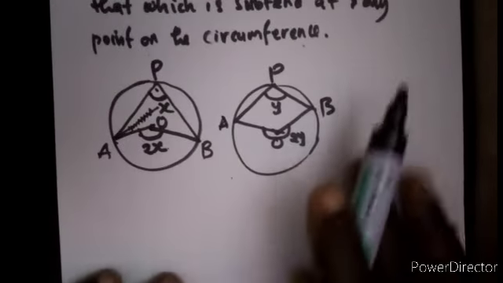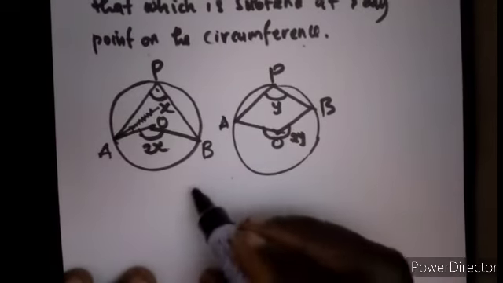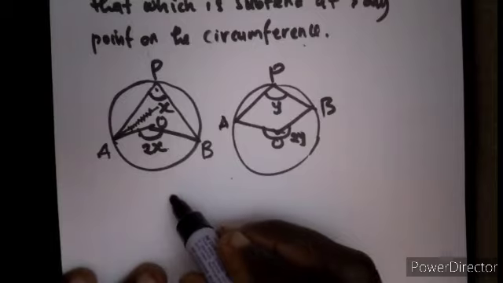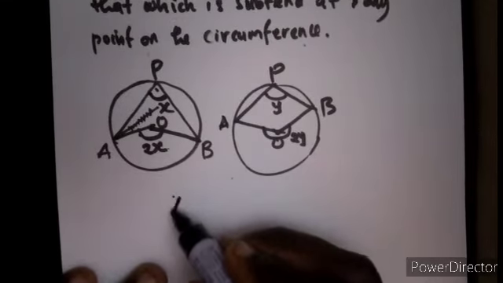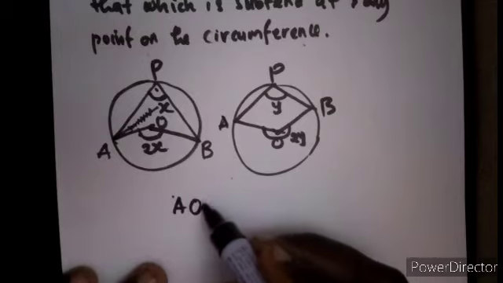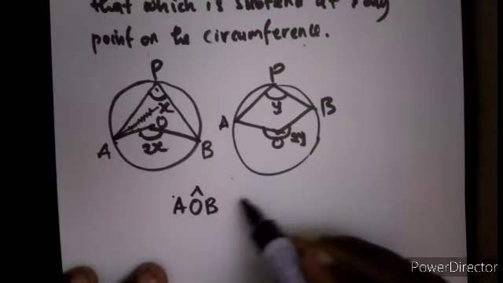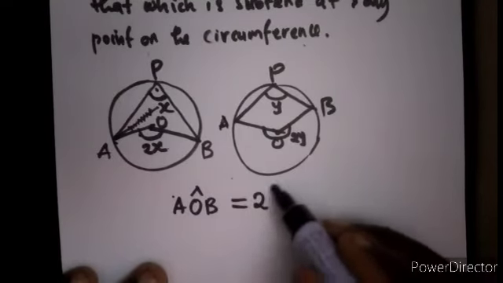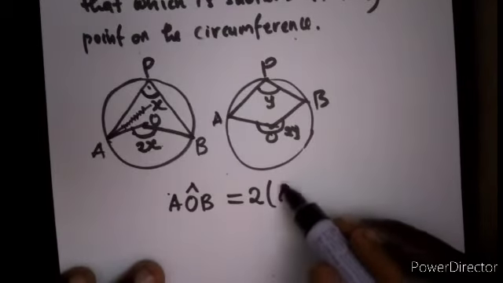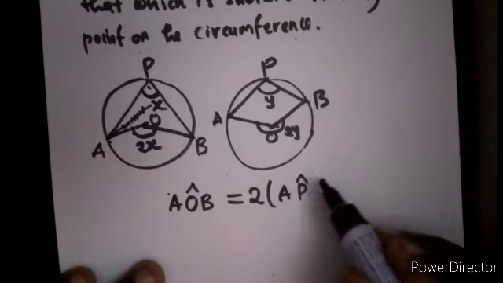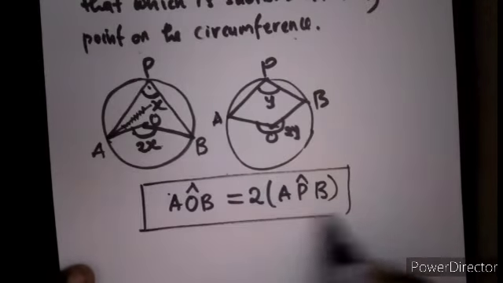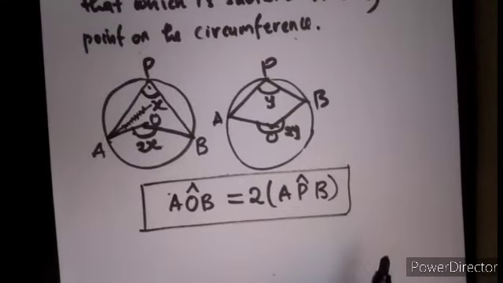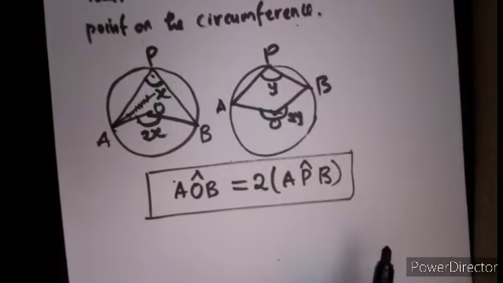Okay. So the point is what? The angle AOB is always 2 times what? The angle APB. Okay, that is proposition 1.